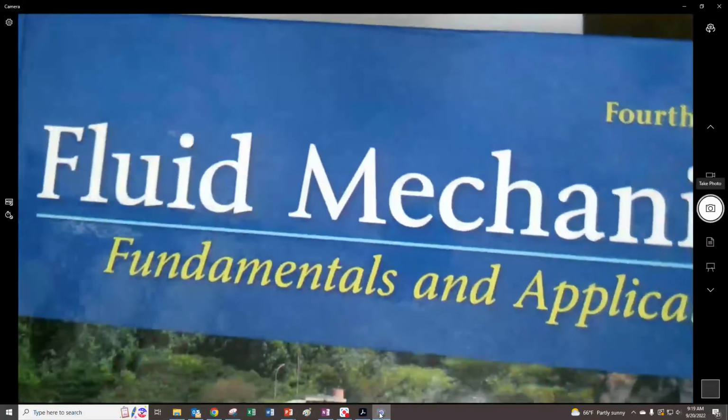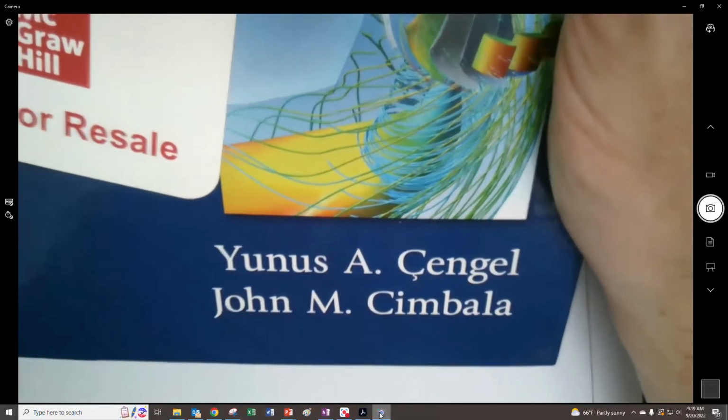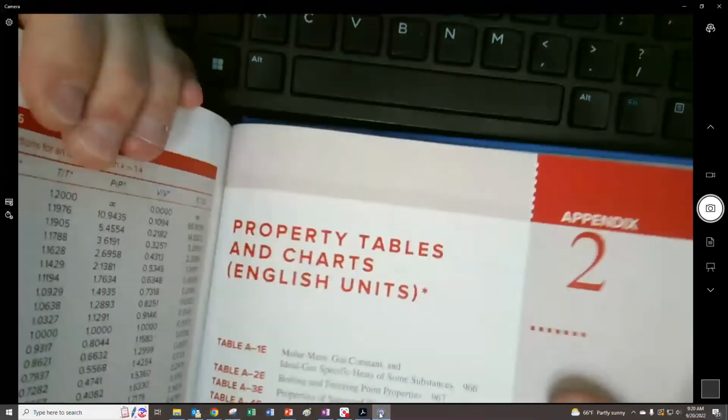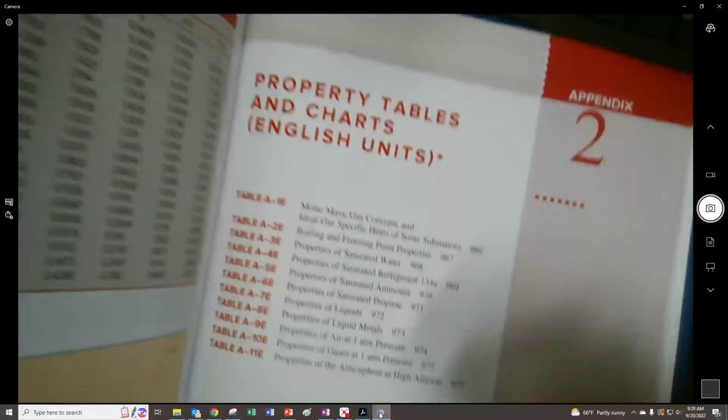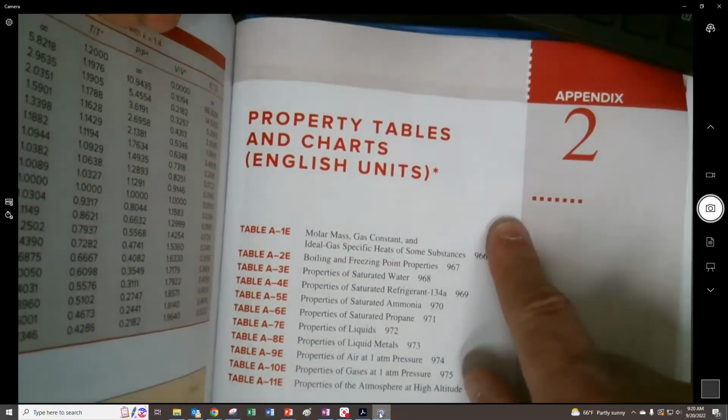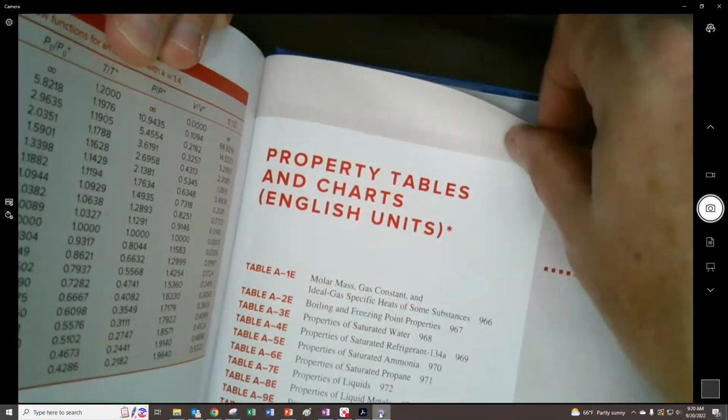But here we go. Here is Cengel, from the 4th edition. I hope I'm not pronouncing his name wrong because it's got the C thing. I don't know what that does, but that's okay. I'm okay with not knowing some things. All right, so here are some material properties, and it's appendix 2, which has the English units.